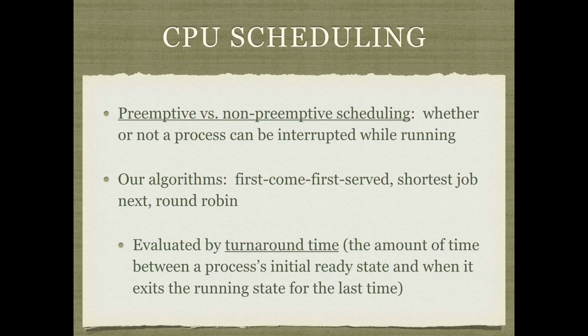So we have a couple different scheduling options here. We're going to talk about first come, first served, which is exactly what it sounds like. Shortest job next, which is also exactly what it sounds like, and round robin. All three of these algorithms will be evaluated by what is called turnaround time. That is basically the amount of time between a process becoming ready for the first time and when it exits the running state for the last time, meaning once it terminates. Typically the smaller the average turnaround time per process, the better the algorithm.